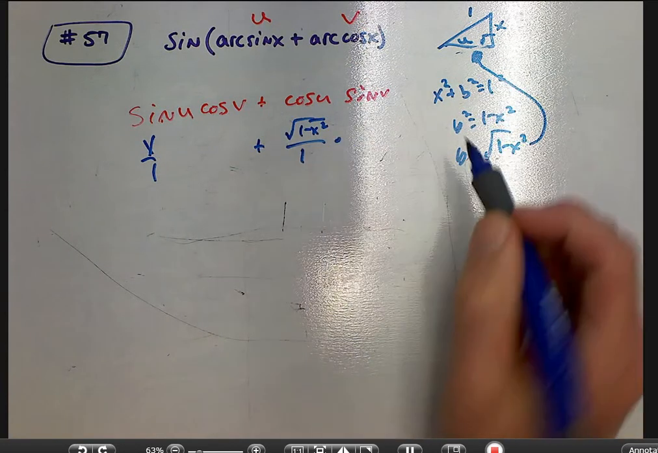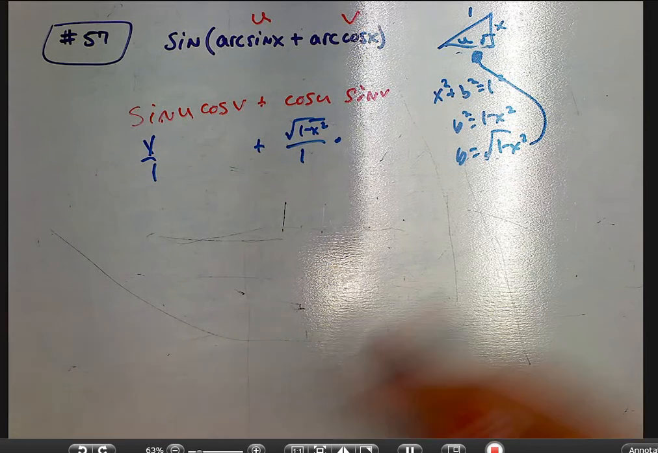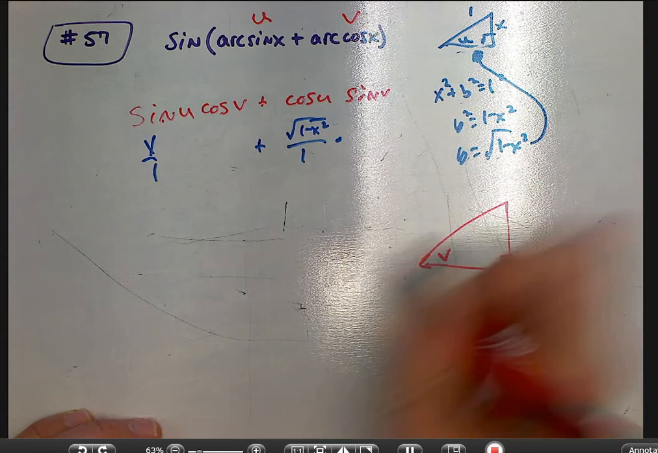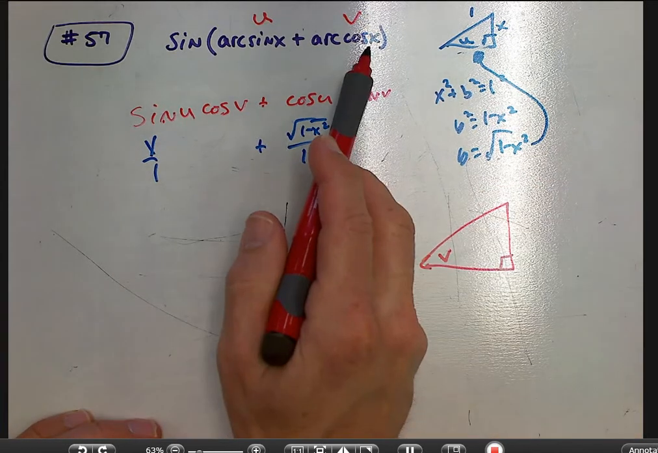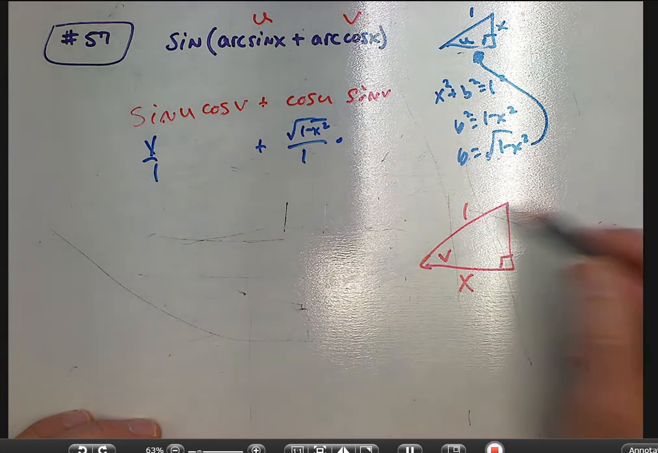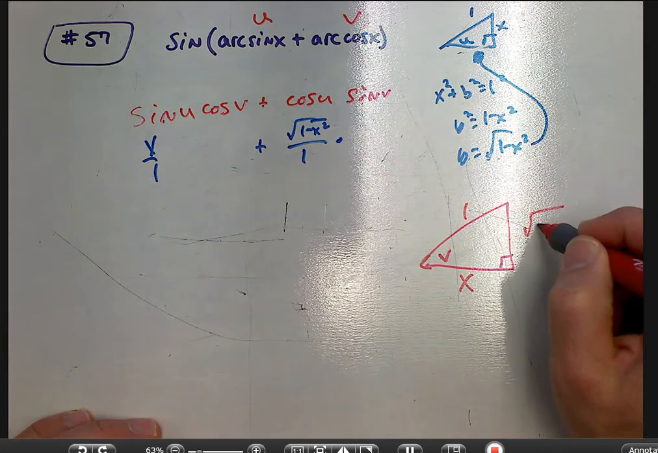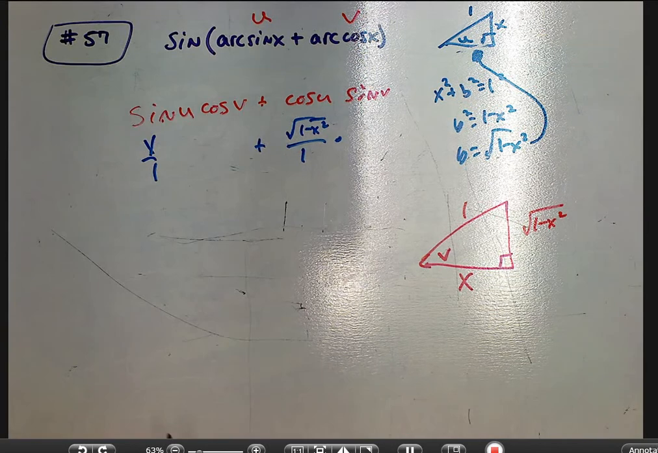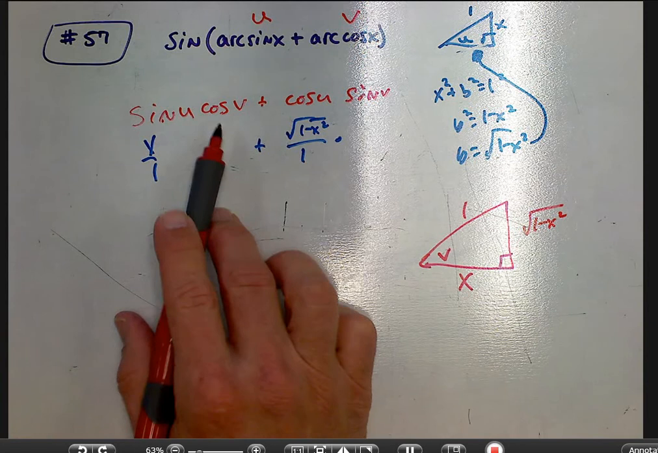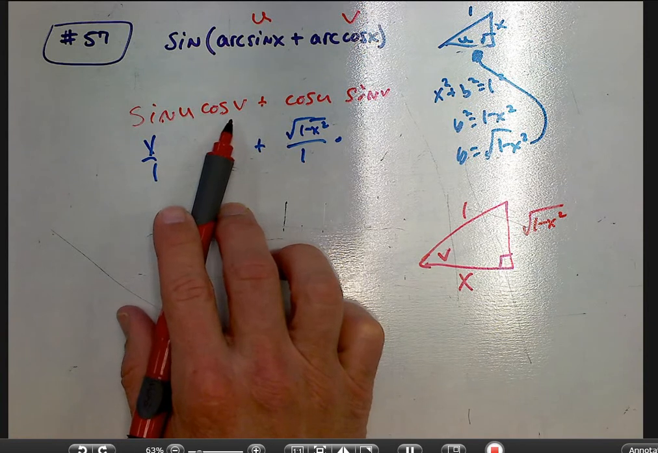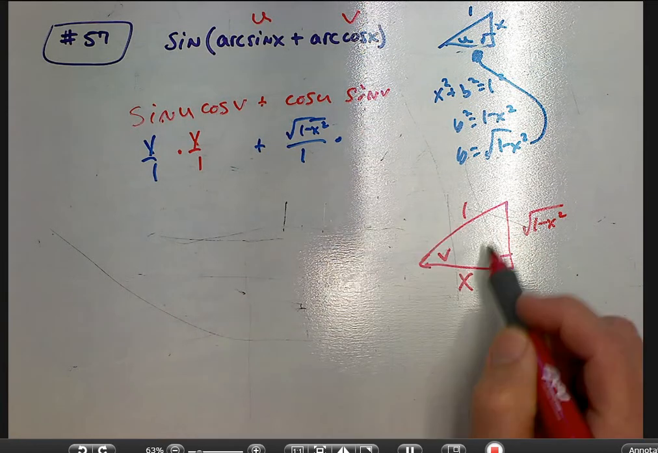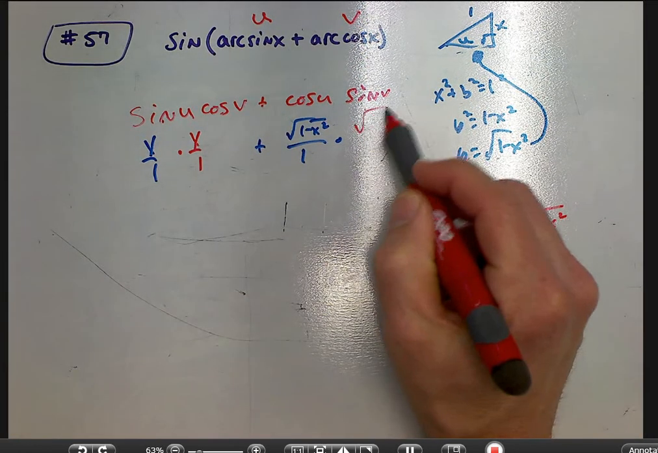And now we got to do v. Angle v. X is the value of the cosine, so the cosine would be adjacent x over hypotenuse 1. And so this is again going to be square root of 1 minus x squared. This works out that way. So the cosine of v would be x over 1. The sine of v would be opposite, square root 1 minus x squared over 1.